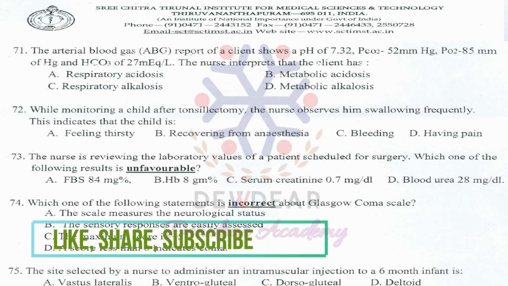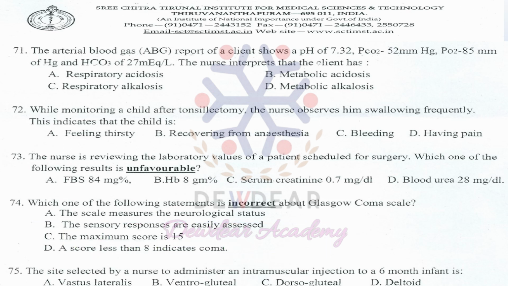Then question number 71. The arterial blood gas ABG report of a client shows pH of 7.32, PCO2 52 millimeters of mercury, PO2 85 millimeters of mercury, and bicarbonate of 27 milliequivalents per liter. The nurse interprets that the client has: respiratory acidosis, metabolic acidosis, respiratory alkalosis, or metabolic alkalosis. The correct answer is option A, respiratory acidosis.